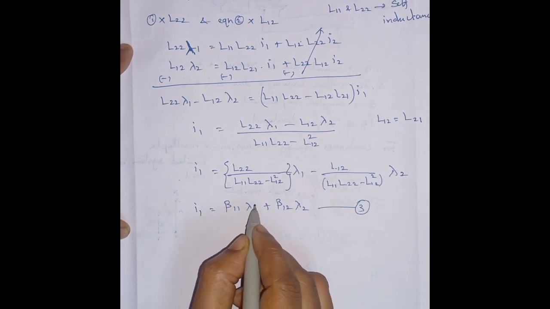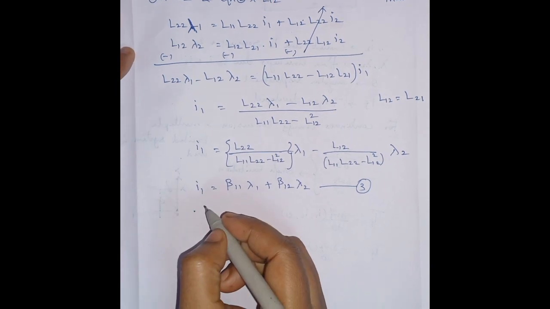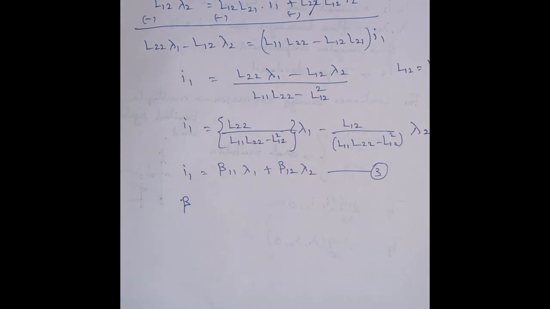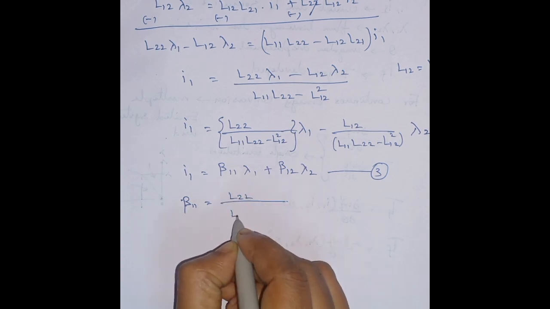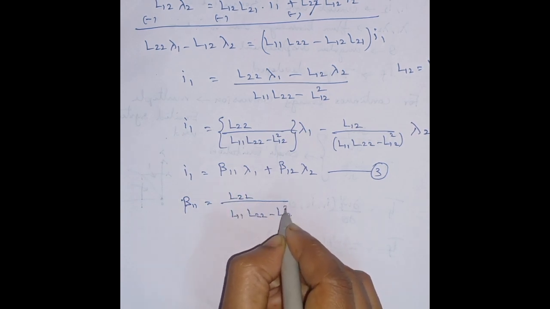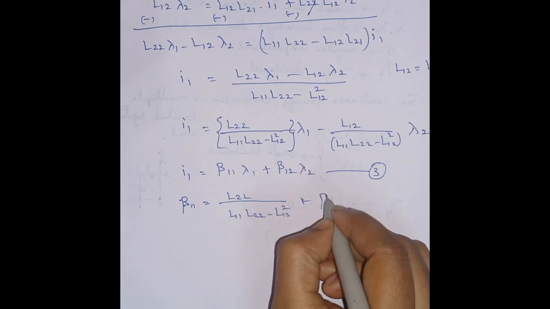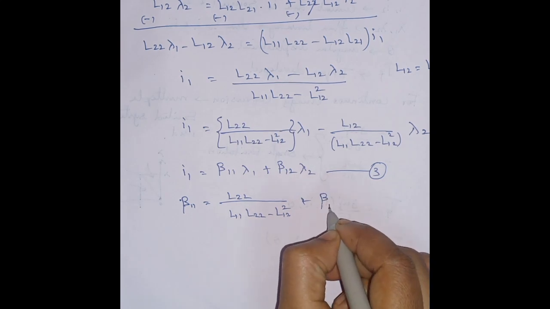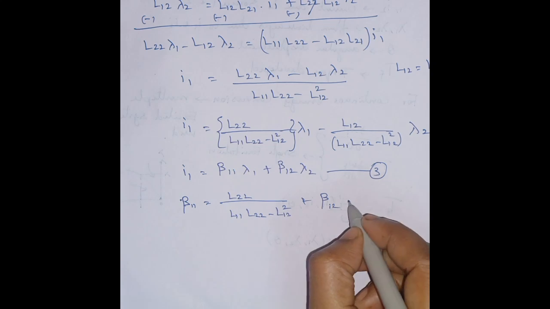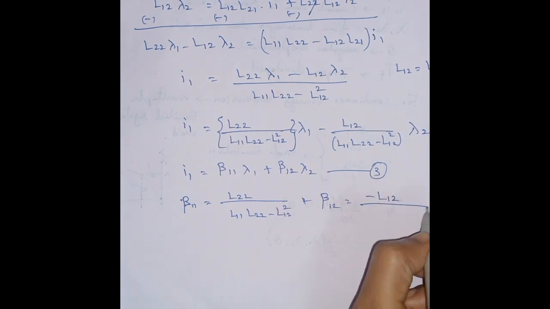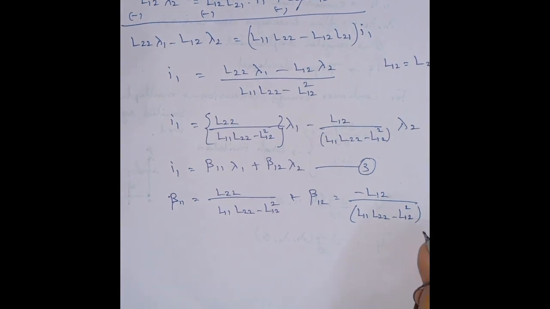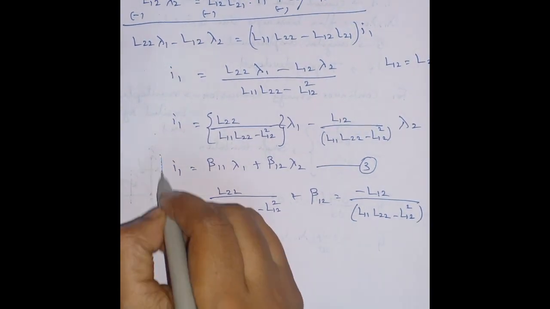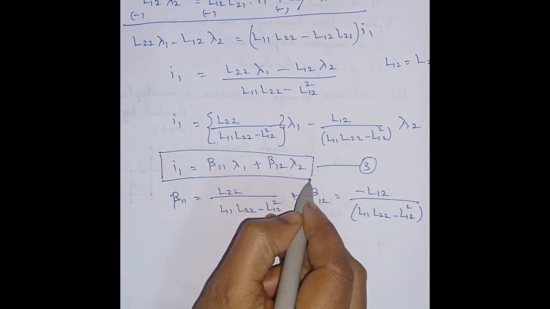So beta 11 is the coefficient of lambda 1. So what is the value of beta 11? Coefficient of lambda 1 is nothing but L22 divided by L11 L22 minus L12 whole square, and beta 12, which is the coefficient of lambda 2, we'll take as minus L12 divided by L11 L22 minus L12 whole square. Okay, so let us have this as the third equation, for I1.